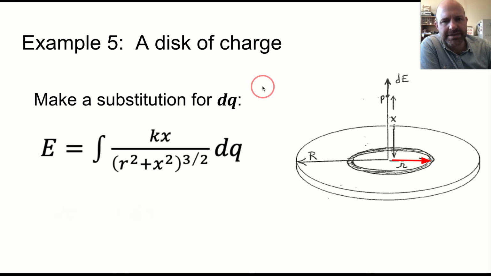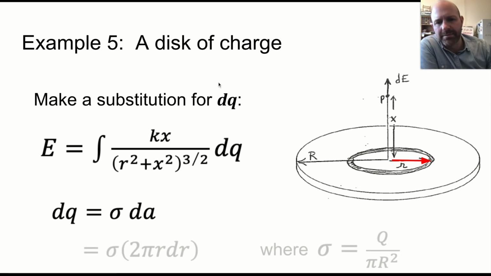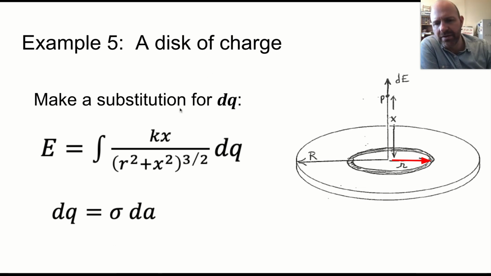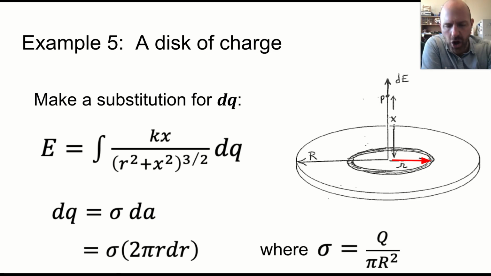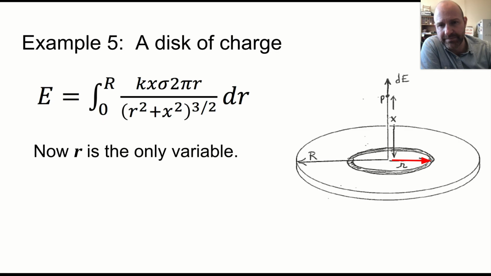So dq in this case is now a surface charge density, a sigma, times a little bit of area. But what is that little bit of area? Well, the area is 2 pi r, the circumference of that circle, times dr, the thickness of that circle, and sigma is the total charge divided by the area of the big disk. So r, I'm changing it from capital R to a lowercase r, right? Because r is the radius, and capital R is the radius of the whole disk. And we're going to go from the little r being 0 all the way out to capital R.